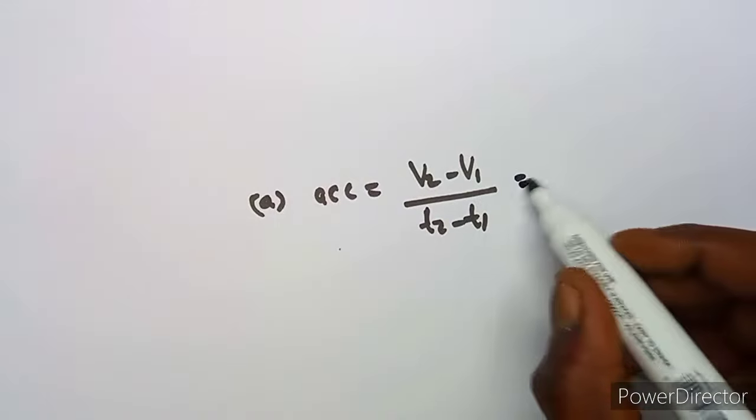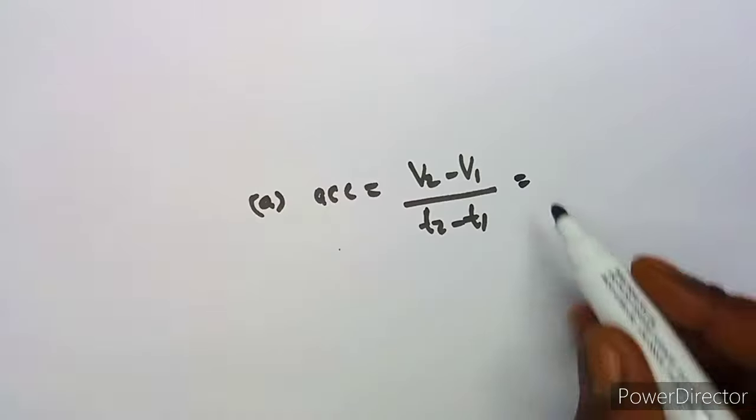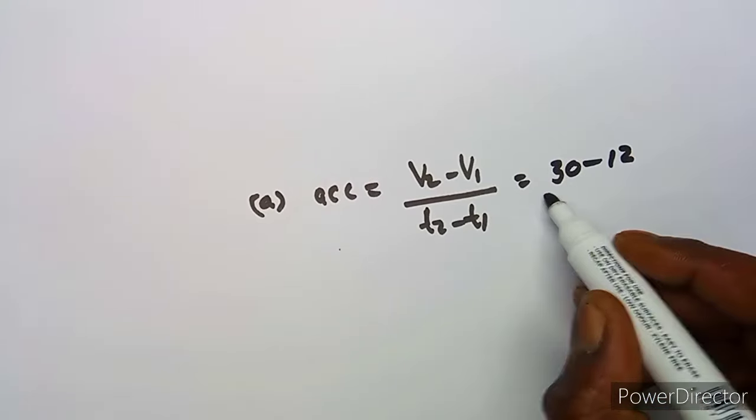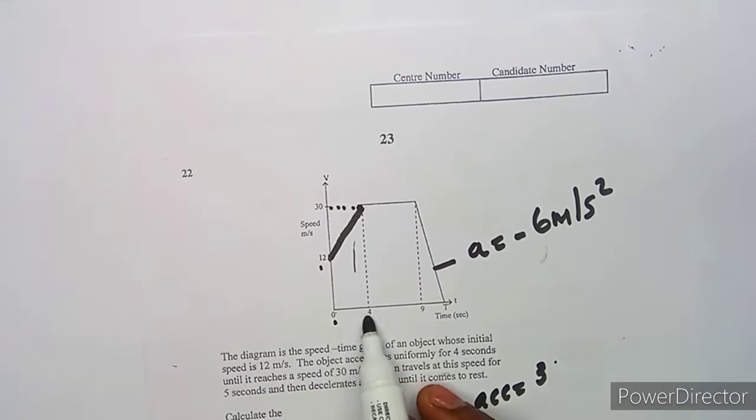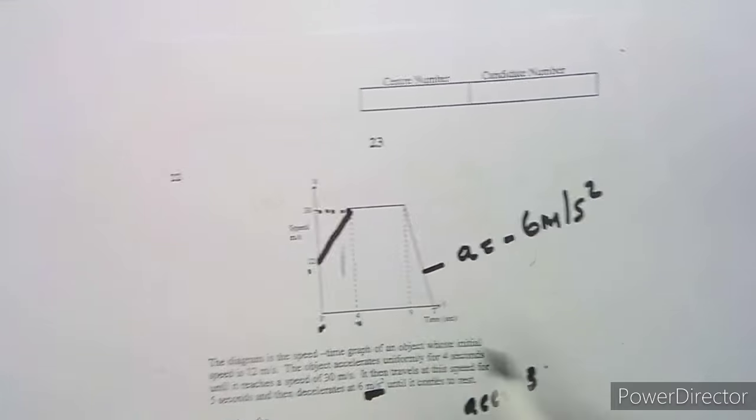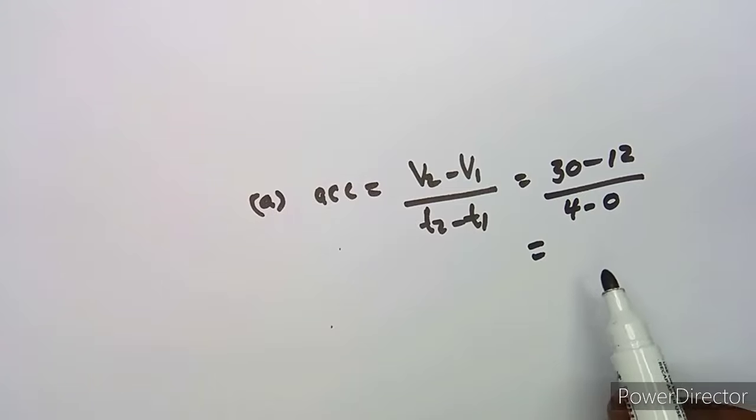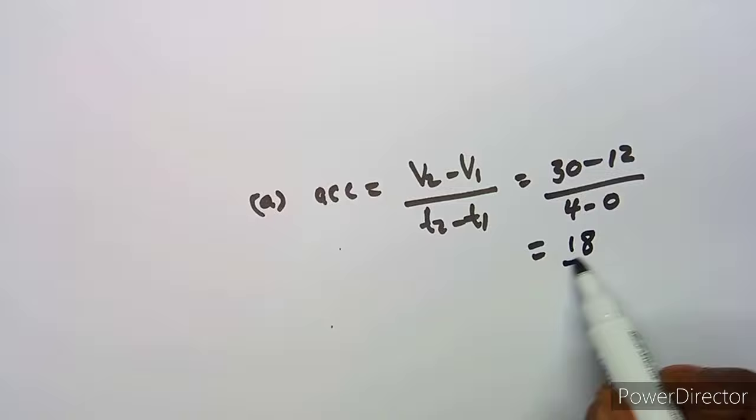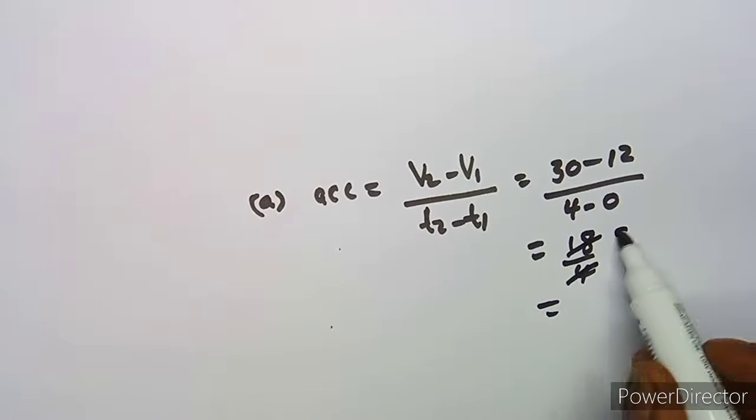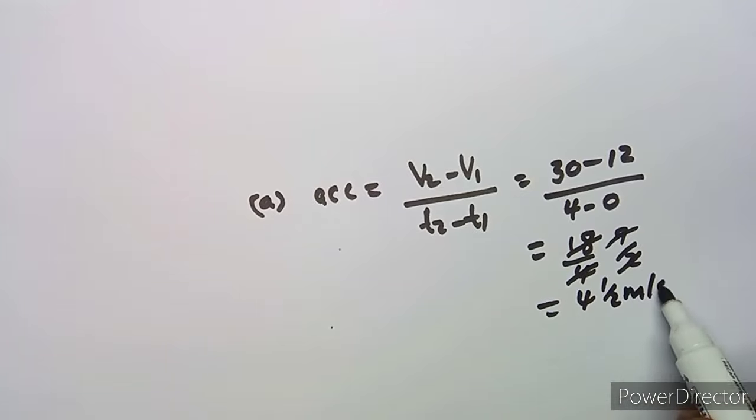Let me just write it here, guys. So it's going to be 30 minus 12, then our time changed from 0 to 4 during this time frame. As you can see, this one corresponds to 0, this one 4, so it's 4 minus 0. So 30 minus 12, guys, this is 18. So you're going to have 18 over 4. You can divide by 2, which is 9 over 2, and this is 4.5 meters per square second. So that's how they can ask this question.